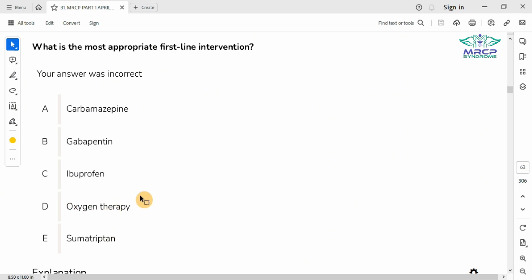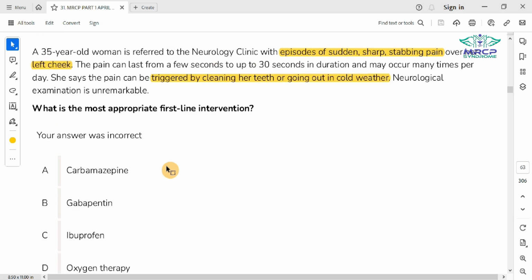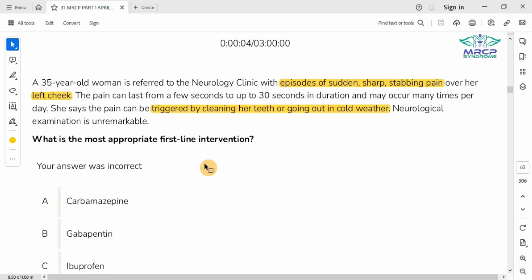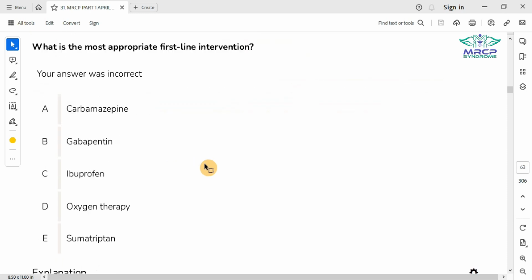And oxygen therapy, especially 100% oxygen therapy, is the first line for the management of acute cluster headache. And the triptans, or sumatriptan, are usually used for the acute management of migraine, or in a patient with cluster headache who fails to respond to oxygen therapy. So we'll be going for carbamazepine.